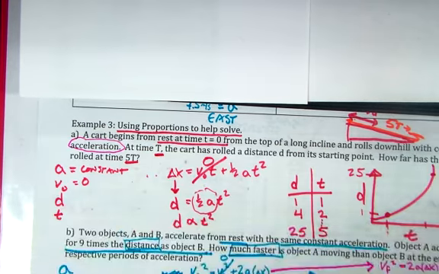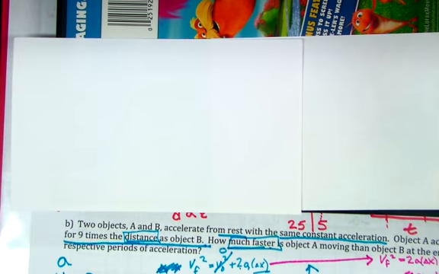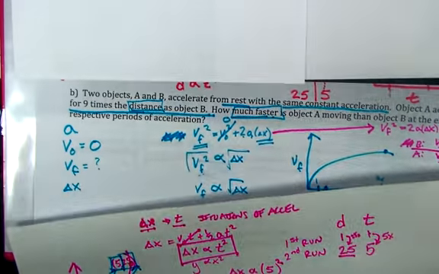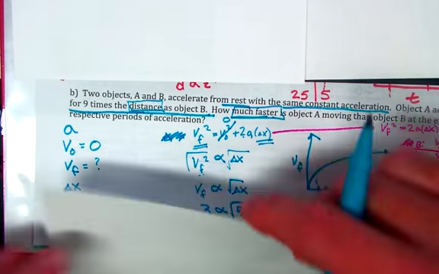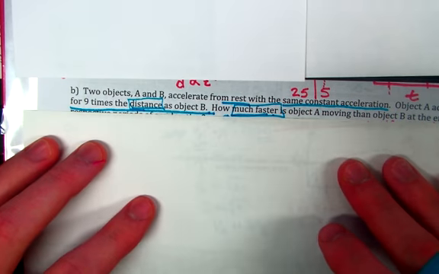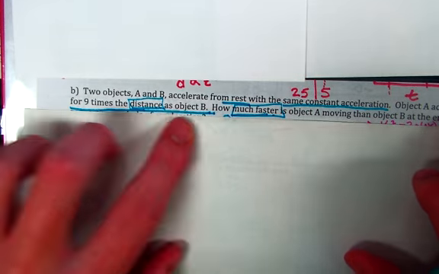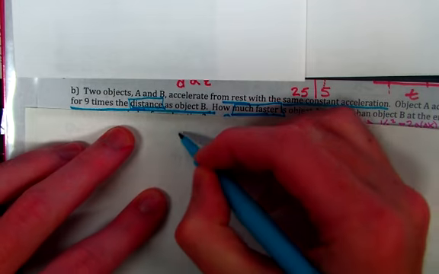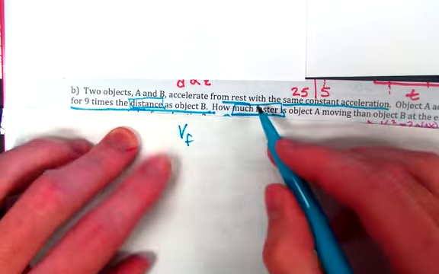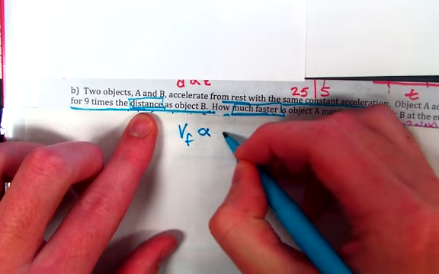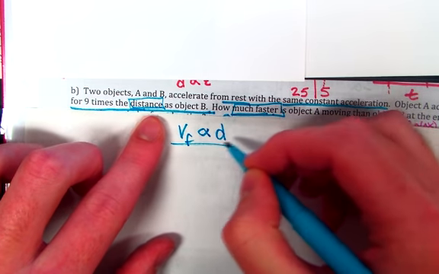All right, let's do that second problem now. Let's read it real quick. It says two objects, A and B, accelerate from rest at the same constant acceleration. Object A accelerates for 9 times the distance. How much faster? So we want to compare the final velocity as compared to the distance.